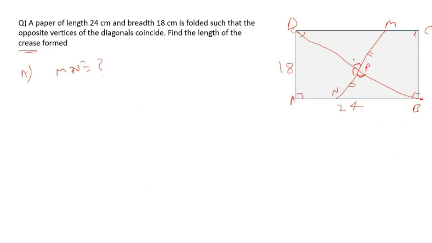Think about it, don't mug it up. If you're folding something about an axis, then the result of that fold will be symmetric across that axis, right? Think about it in the reverse way. Why should one length be more than the other if you're folding across a diagonal?